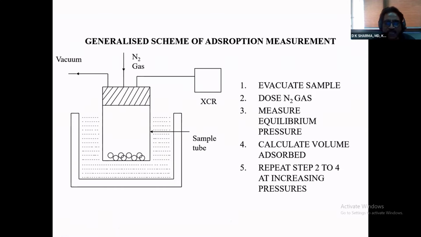The experiment will look something like this. Your sample tube, where you are keeping the sample, is connected to a vacuum source, and to a couple of gases like nitrogen and also helium. It is also connected to a pressure measuring device, which is a transducer in this case. What you are seeing is that this sample tube is dipped into a liquid nitrogen bath.